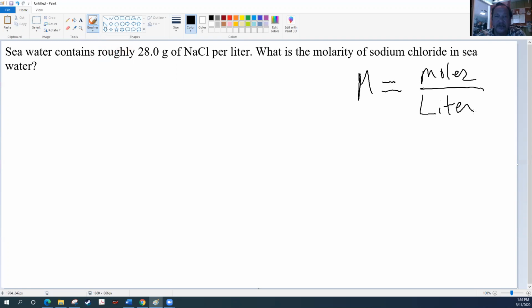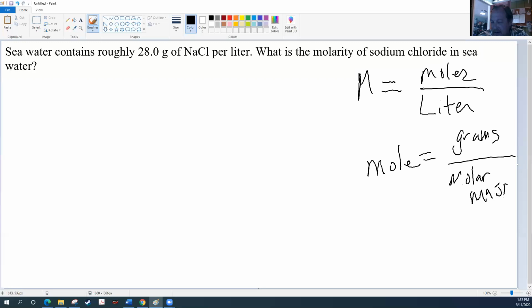Okay, and I know you hate moles, but moles are not going away. And if you don't remember, a mole equals the grams you have divided by the molar mass of whatever that substance is. The molar mass comes off the periodic table, and basically you're just adding up the pieces that are in the formula. So I recommend you read the problem, identify what you know, and identify what they're asking you for. That'll help you determine how you're going to use these formulas.